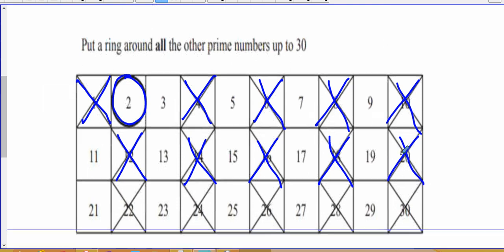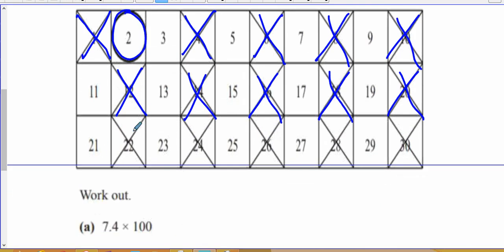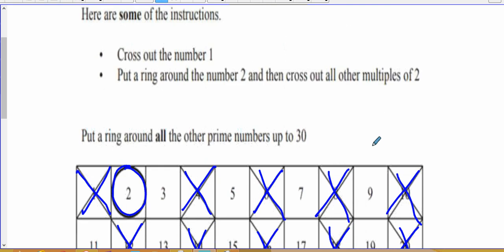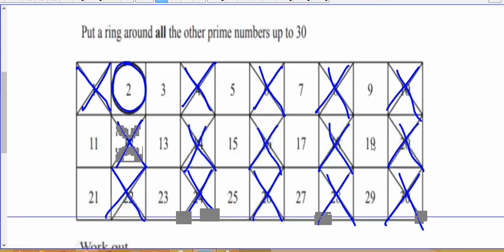4, 6, 8, 10, 12, 14, 16, 18, 20. They are already crossed, but I'm trying to highlight 22, 24, 26, 28, 30. Now, after crossing out the multiples of two, what do we have to do? Put a ring around all the other prime numbers up to 30.